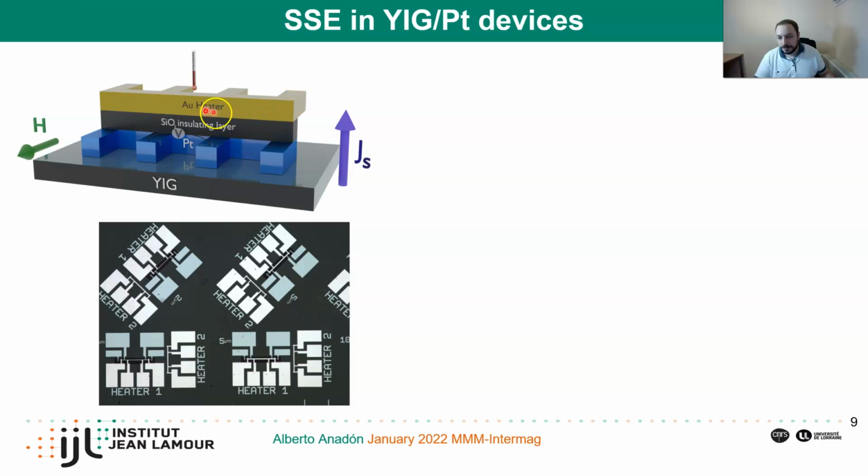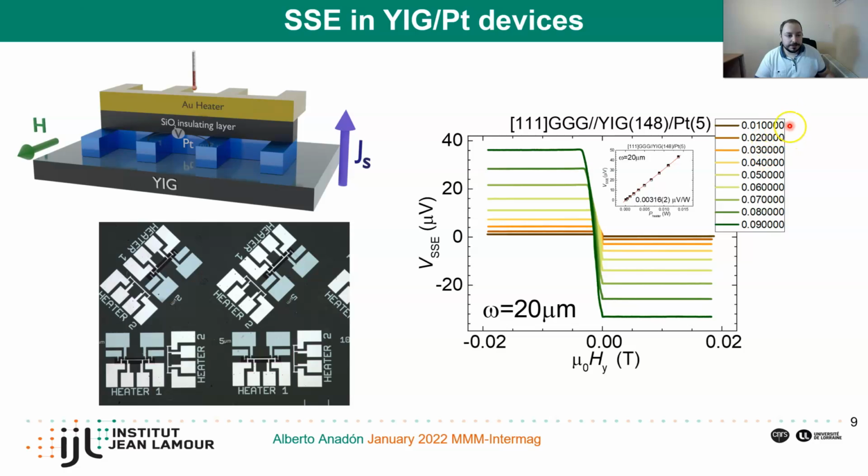Normally, you have a gold heater, with which you can apply a thermal gradient out of plane or in plane. Then this heater is isolated by an insulating layer, and then you have your YIG platinum sample below, in which you can measure the voltage that comes from the spin current injected into the platinum. If you measure this as a function of the applied current in the heater, you observe a linear dependence of the saturation voltage as a function of the power applied to the heater. This is what we usually expect from a spin-Seebeck effect.